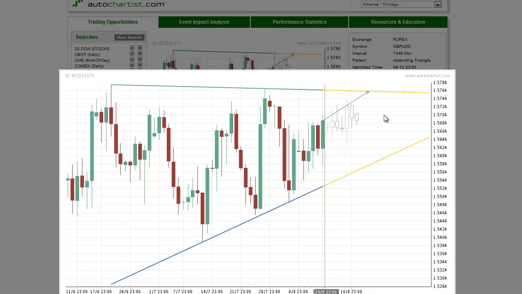The British pound was approaching an Autochartist Key Level resistance at 157.80, this line here across the top. This price level has had a major influence on the currency since late 2011 and has proven to be an important resistance level several times since then.